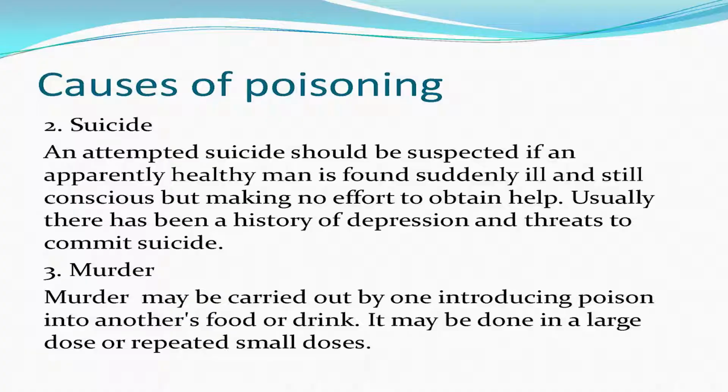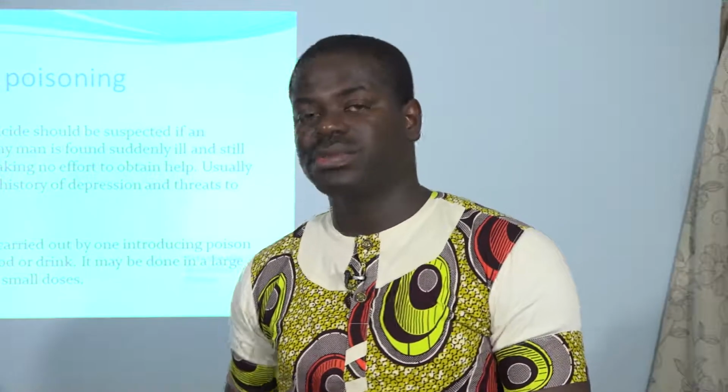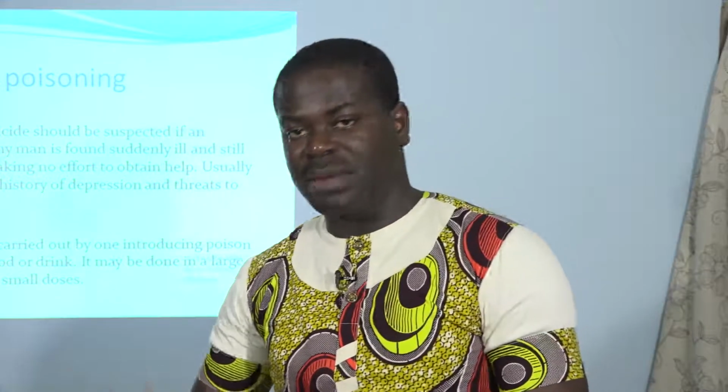Murder may be carried out by introducing poison into another person's food or drink. It may be done in a large dose or repeated small doses. So if someone puts poison in another person's food or drink, trying to end the person's life, that too is murder, and it's one of the ways of poisoning.